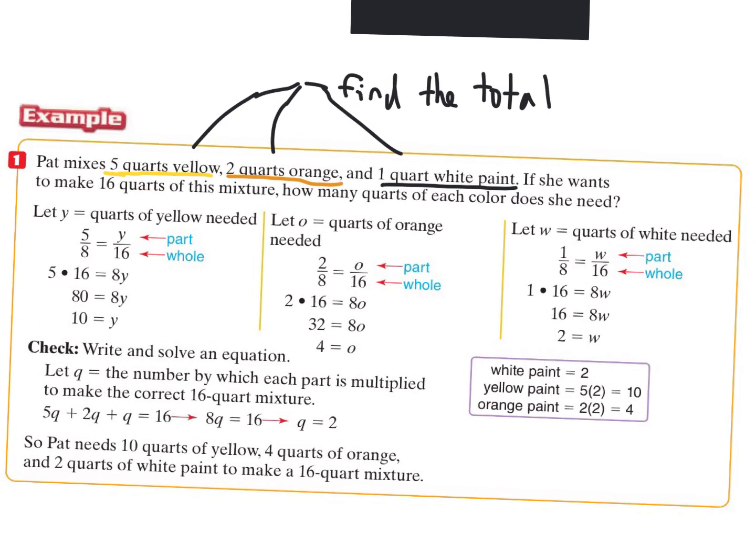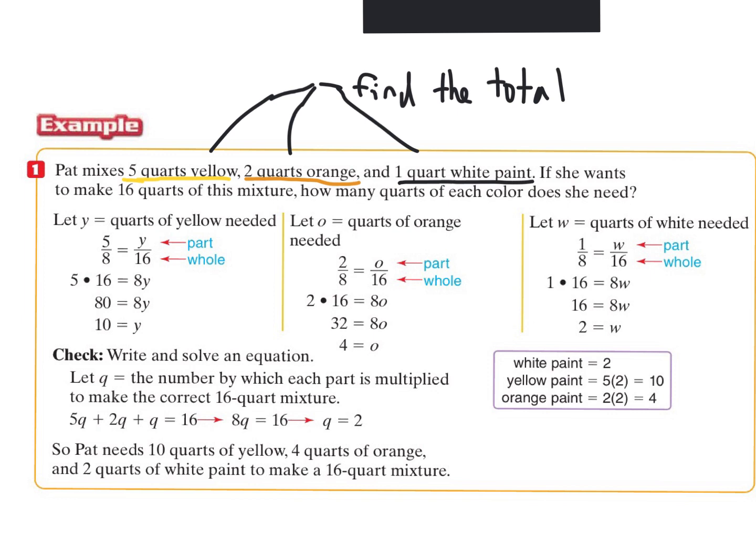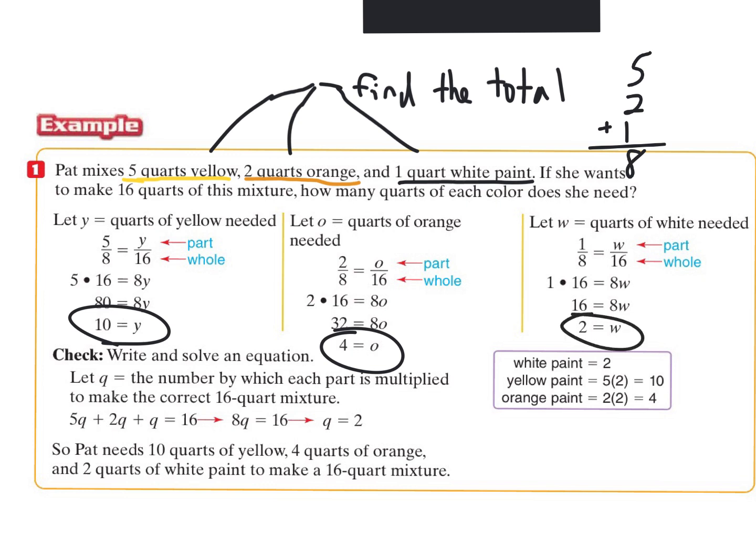And if we take and find that total, basically doing 5 plus 2 plus 1, which would be 8. So that ratio involves 8 quarts. We want to make 16 quarts. So basically we're just doing a double recipe here. So if you just double each one of those, that would give you 10 yellow, 4 orange, and 2 white.